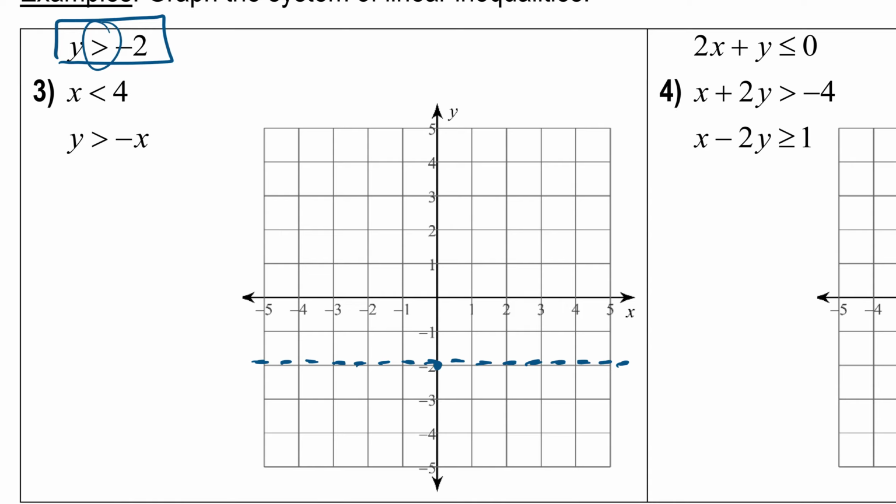Okay, my next one, x is less than 4. So now I would go on the x-axis because this is x, right? I go up to 4, and not underlined is another dotted line. Okay, and my last one, y is greater than negative x. So my y-intercept is 0 because I don't have a b. And negative 1 is just negative 1 over 1. And of course, this one's also dotted, right?